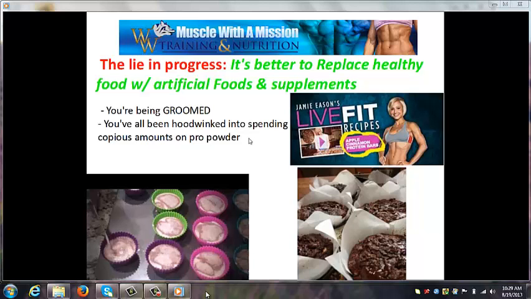You know what will change your body? Having the right natural whole foods. And maybe a tiny, tiny bit of protein powder, maybe once a day if it's the right kind, but not mixed into concoctions and baked and other stuff like this. And we'll get to that in a minute.